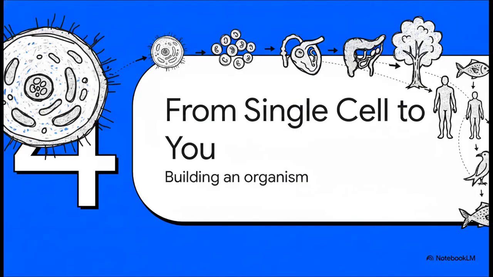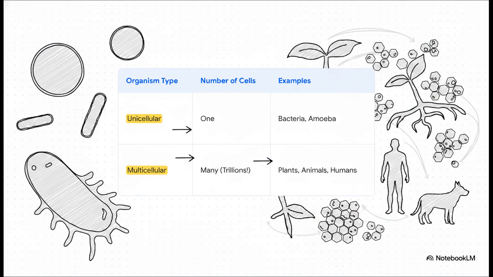All right, we've been looking at life through a microscope, focused on just one tiny cell. But now let's zoom back out. Let's see how these little living bricks actually build the incredible, complex world of life all around us. Because when you zoom out, you see that life comes in two main flavors. On one hand, you have unicellular organisms. Think bacteria or amoeba. These guys are the ultimate minimalists. They're just one single cell doing the whole shebang.